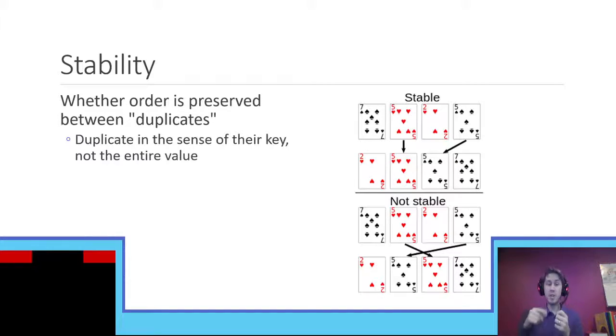The example shown here is for a deck of cards, where each card has a suit and rank. When you sort by rank, a stable sort should retain the order of the suits, but the unstable sort is free to change up the order however it wants. In particular, the fives are no longer in the same heart, spade, suit order that they were before.